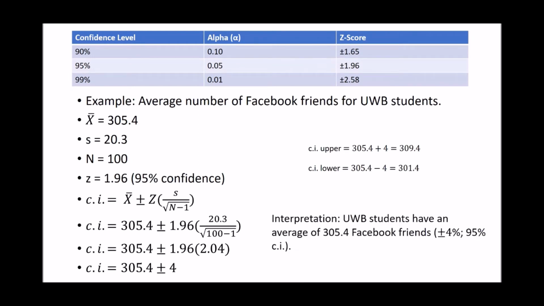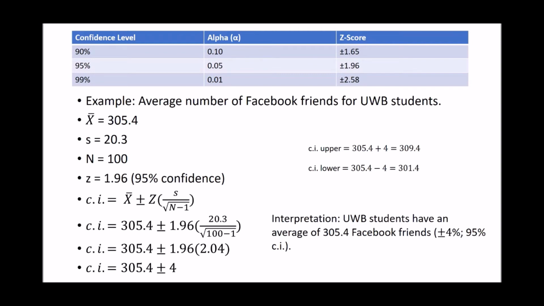Now, to interpret this, what it is saying is that, on average, University of Washington Bothell students have an average of 305.4 Facebook friends, plus or minus 4, and we're 95% confident of this. Now, let's break this down a little bit. This isn't saying that all University of Washington Bothell students have between 301 and 309 Facebook friends.